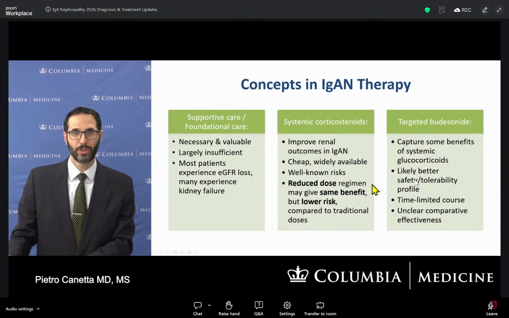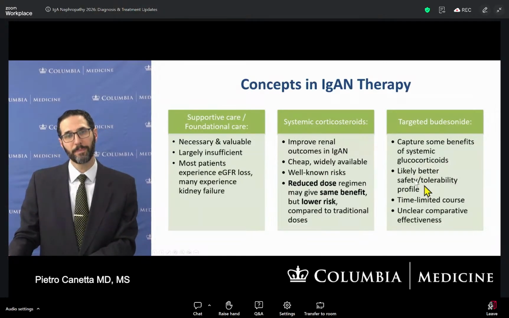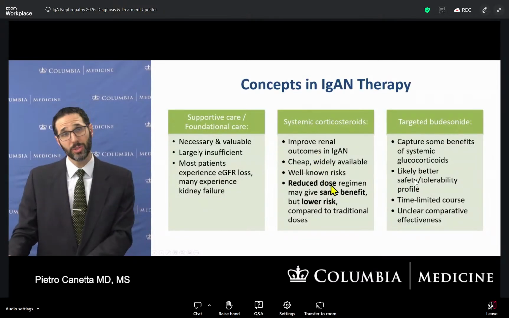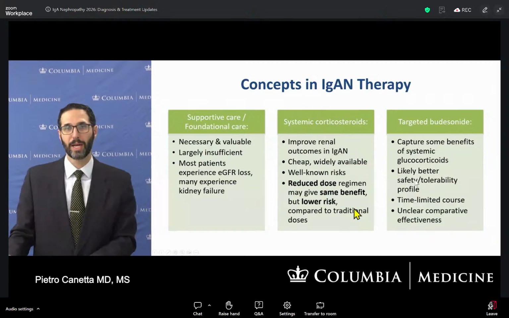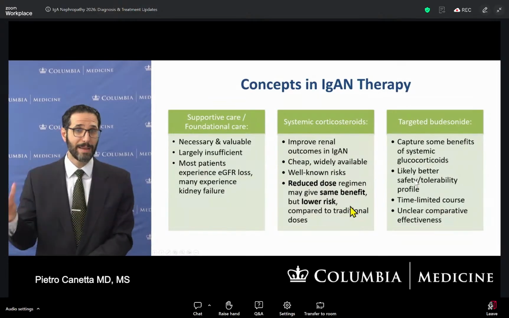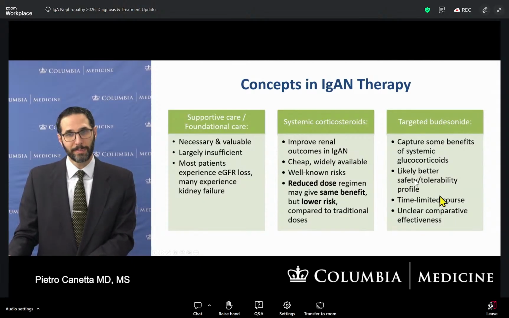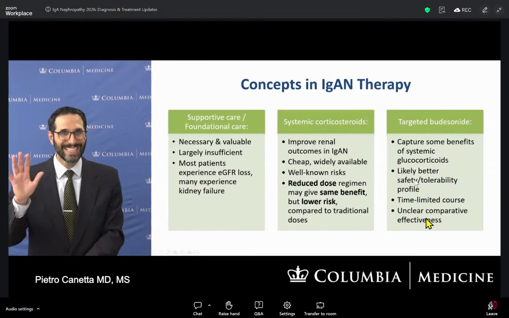Most patients do continue to lose GFR. We have systemic steroids and targeted budesonide as well. Systemic steroids improve outcomes, they're cheap. We have clear risks, and you can use a reduced dose regimen to get some of the same benefits. Targeted budesonide probably has a better safety and tolerability profile. It is a time-limited course.